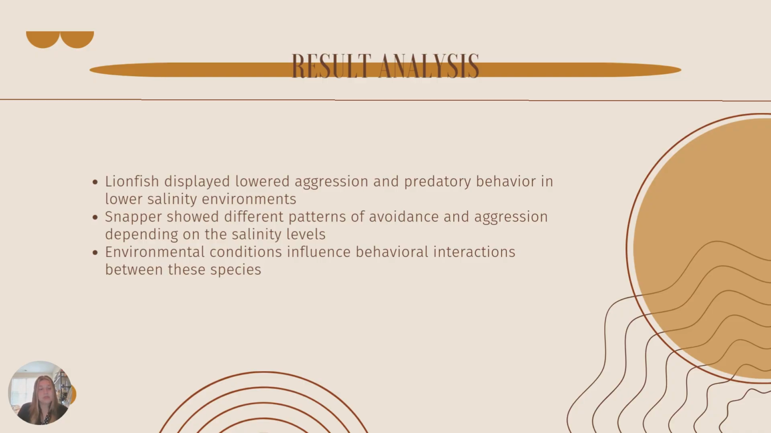These results showed that lionfish displayed lower aggression and predatory behavior in lower salinity environments, while snappers showed different patterns of avoidance and aggression depending on the salinity levels, which just shows environmental conditions influence behavioral interactions between these species, which could also mean different behavioral interactions between the native species in the estuaries.